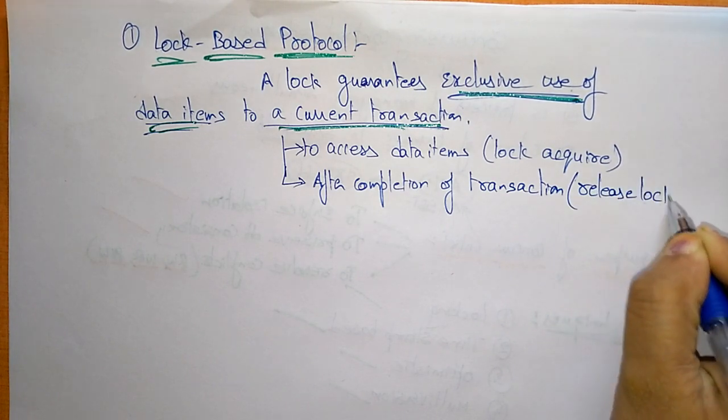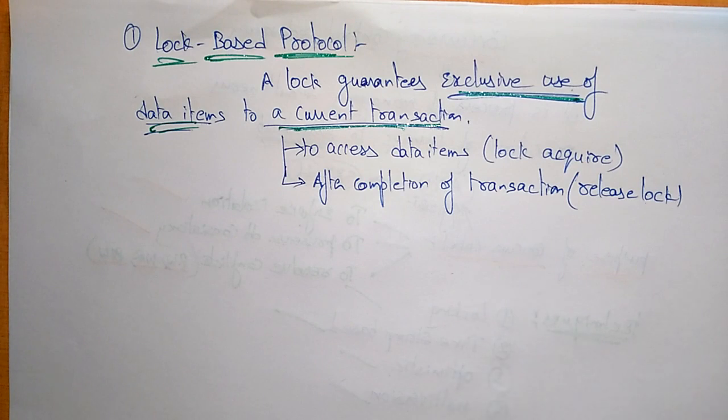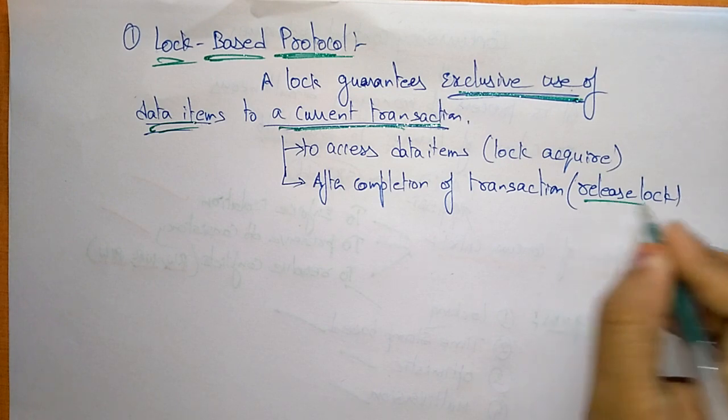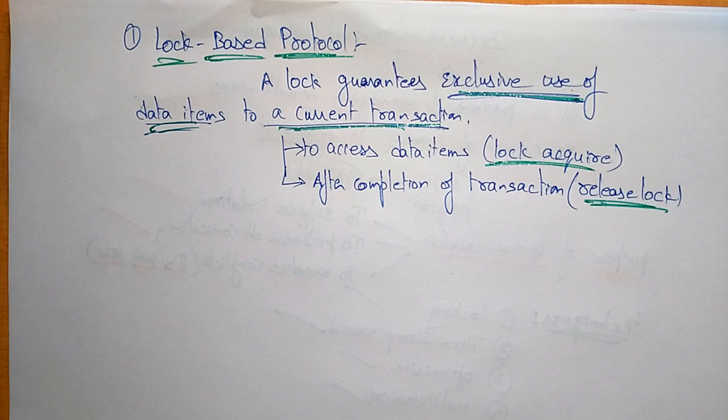Release lock. So in the lock based protocol, first the lock will be acquired by the transaction. Once it acquires the lock, it does the operation by accessing the data items. After completion of the transaction, it releases the lock. First it acquires the lock, after that it releases the lock. Here all data items must be accessed in a mutually exclusive manner.